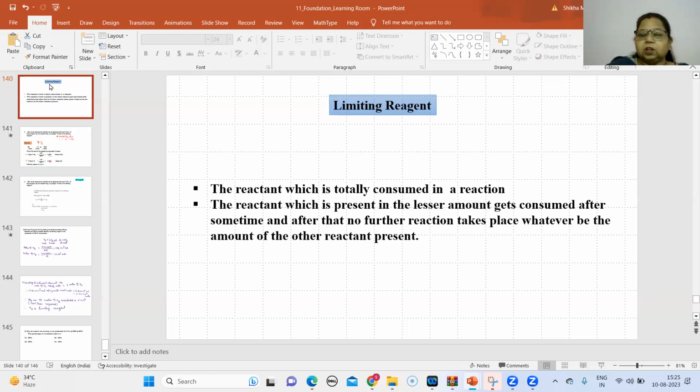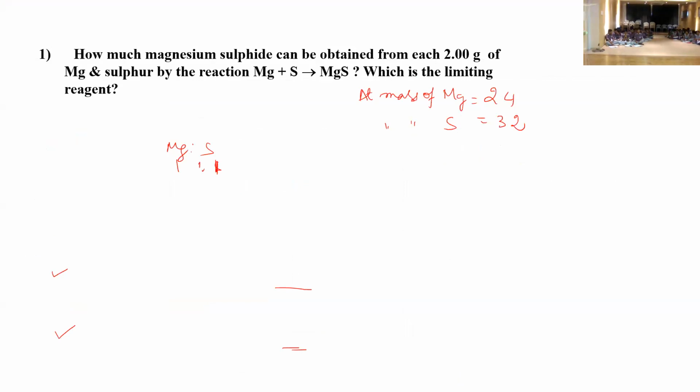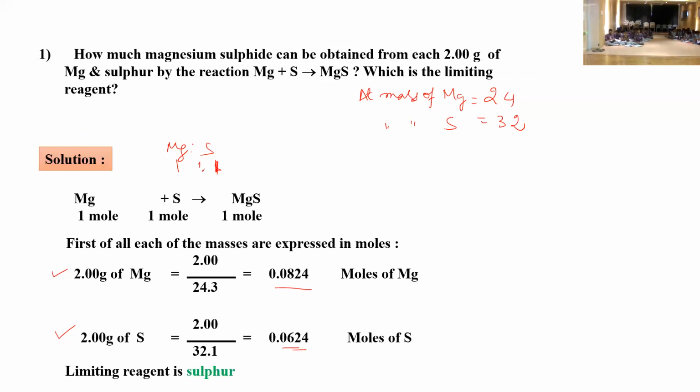On the basis of this, we decided to solve certain questions. The first question was: how much magnesium sulfide can be obtained from each? Can you zoom in? Yeah, I can. So in the last class, we did this problem: how much magnesium sulfide can be obtained from each 2 grams of magnesium and sulfur, by magnesium reacting with sulfur, giving us magnesium sulfide, and it is the balanced chemical reaction.